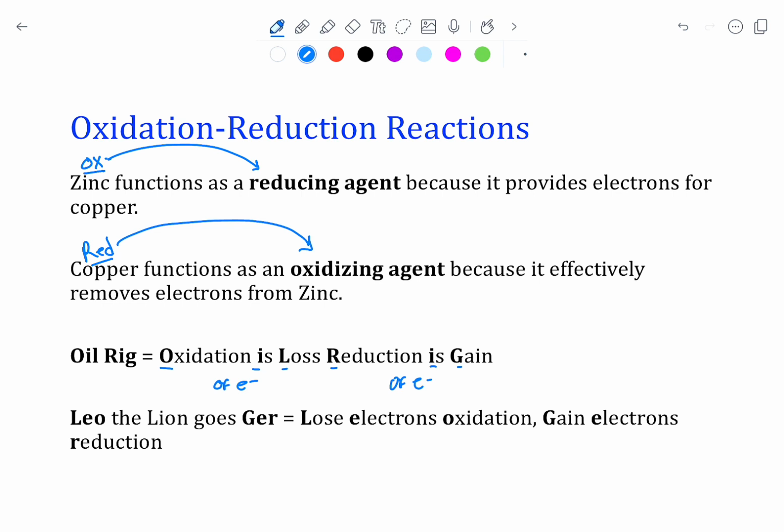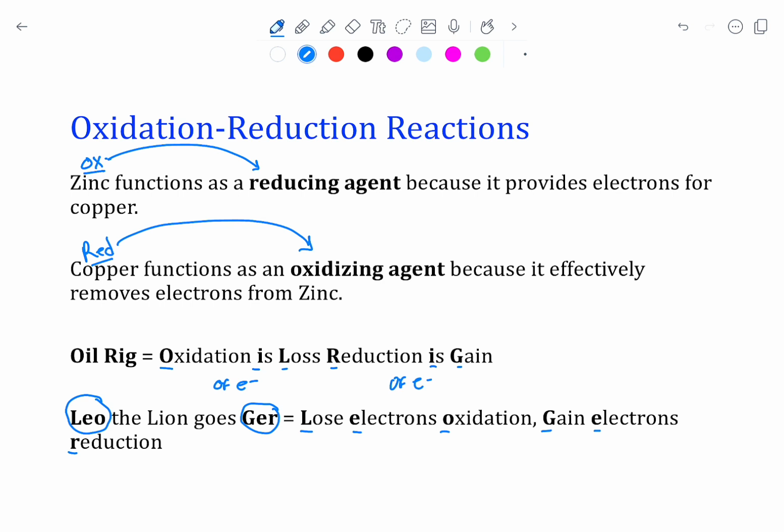So the other mnemonic device is Leo the lion goes GER. So we have LEO, L-E-O, lose electrons oxidation. And then we have GER, gain electrons reduction.